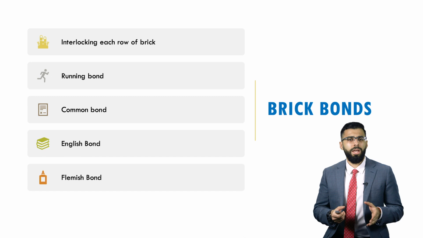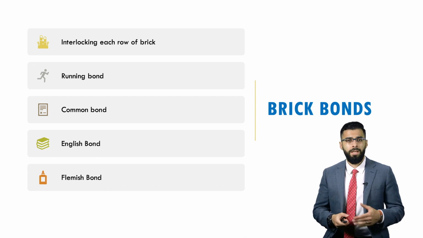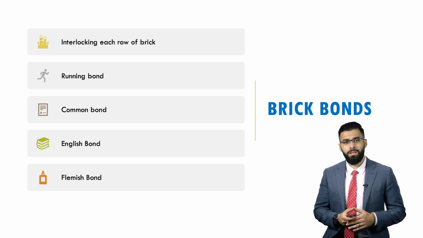Now, in Australia, we have 4 common brick bonds. Number 1, your running bond. Number 2, the common bond. Number 3, the English bond. And finally, the Flemish bond. I'll be talking about each one of these next. So let's start by looking at the running bond.